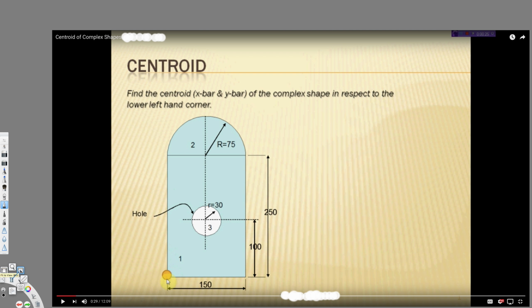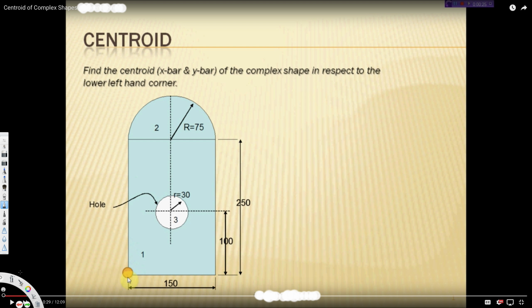Hey guys, let's do this problem right here. The question is asking: find the centroid of the complex shape with respect to the lower left hand corner. So this is the lower left hand corner, and from this reference we have to calculate the centroid.